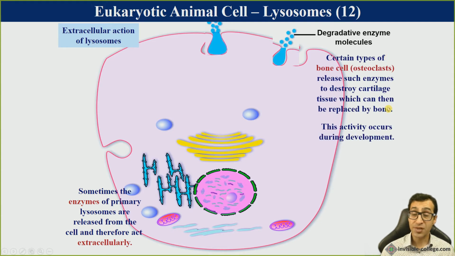So, for example, certain types of bone cells, or osteoclasts, will release enzymes to destroy cartilage tissue, which can then be replaced by bone, and this type of activity occurs during development.